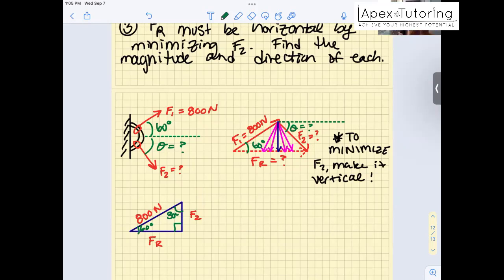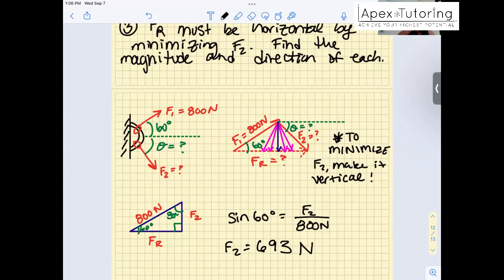Okay, so now that we have a right triangle, we could use sine, cosine, and tangent to solve for our unknowns. So for example, if I wanted to solve for F2, I could use sine of 60 is equal to what over what? F2 over 800. Good. What do you get for F2? 692.8 newtons.